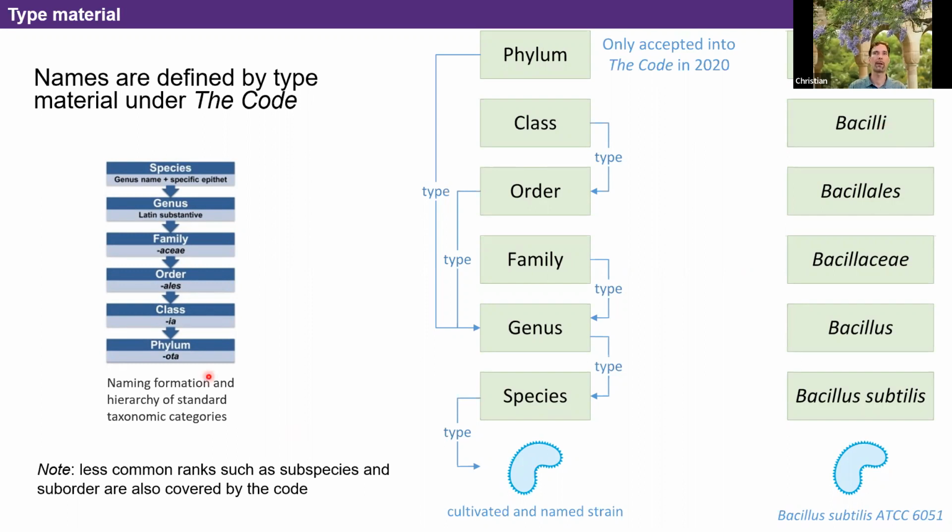I also added here a little summary that shows you what specific epithets are used for different ranks. It goes from family, -aceae, order, -ales, -ia for class. There are some exceptions to make it work with Latin, like here, and -ota is for phylum. There also are less common ranks, like subspecies and suborder, which are not used very commonly, but they're also covered by the code. Okay, let's look into phylum names, because as I mentioned, that was changed in 2020.